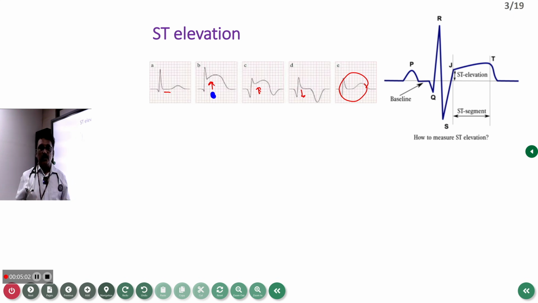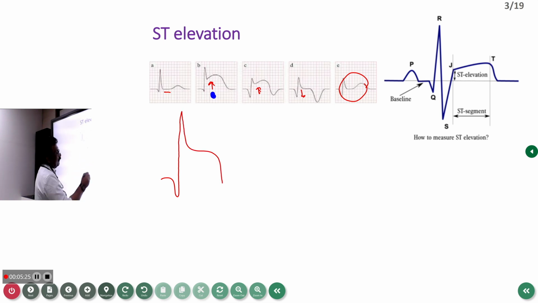But if you are not giving thrombolysis properly, if you are not recanalizing the coronary arteries, you can see that the patient can have Q waves. So Q waves indicate chronic myocardial ischemia or infarction. In this one you can see the Q wave, then ST elevation occurs.